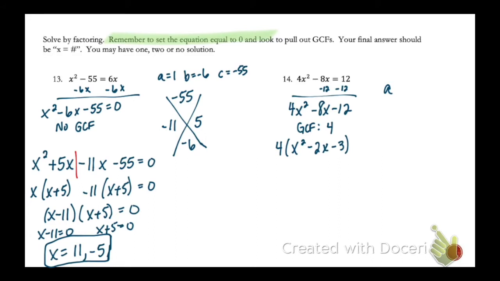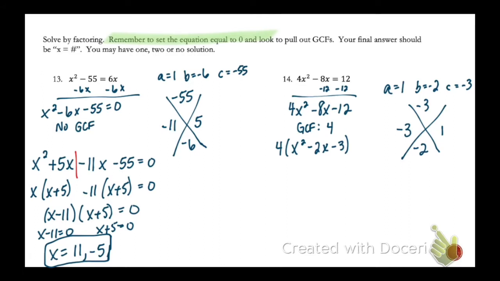And now I'm only going to factor what I have in the parentheses here. So I'm going to focus in on the x squared minus 2x minus 3. So a is 1, b is negative 2, and c is negative 3. My a times c is negative 3. My b is negative 2. The two factors that multiply to negative 3 and add to negative 2 are negative 3 and 1. Okay, so we're going to go back and factor.